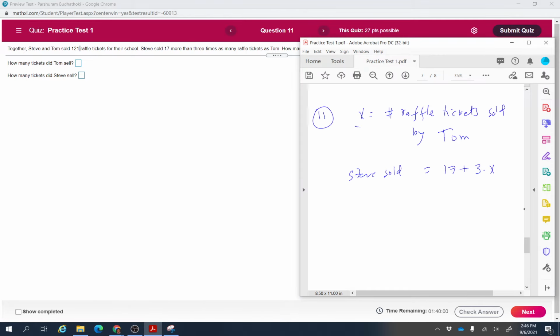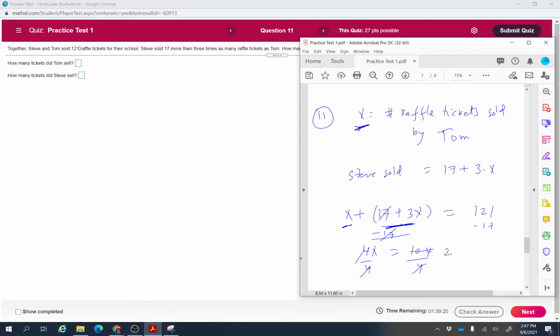So x, which is the number of raffle tickets sold by Tom, and 17 plus 3x, which is the number of raffle tickets sold by Steve, all together: x plus 17 plus 3 times x. This is by Tom and this is by Steve. The sum of these two numbers is 121. So we need to solve this linear equation. x plus 3x is 4x, and just subtract 17 from here. That will be on the right side, it would be 104. Just divide both sides by 4.